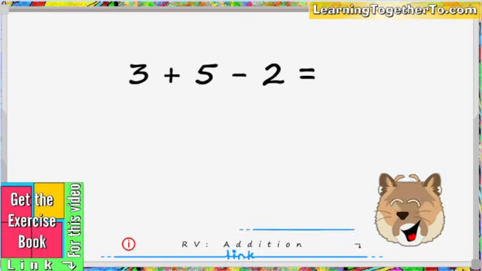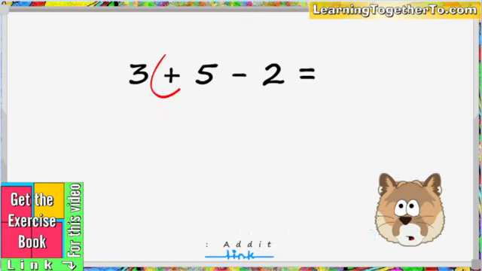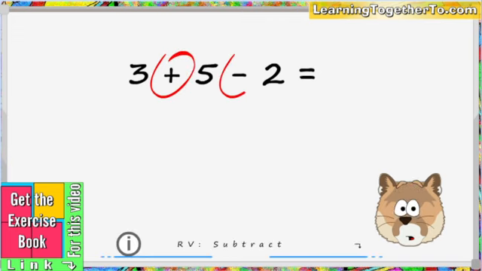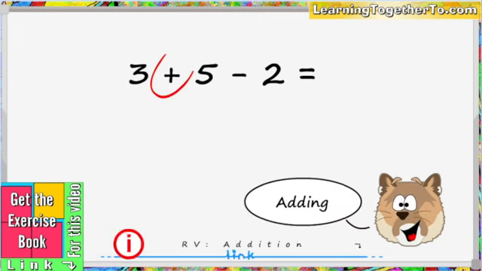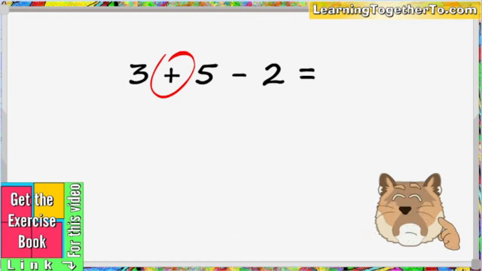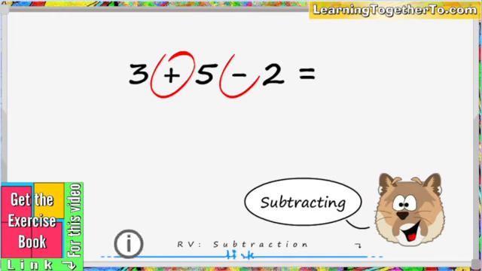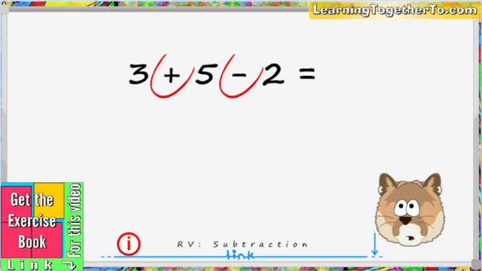Peter, when a mathematical expression includes more than one type of operation, there exists a set of rules to follow that will help us solve for the equation. Peter, in this case, we are going to be adding and subtracting. Well done, Peter. But Peter, which should we do first? Does it matter if we add, then subtract? Or should we subtract and then add?